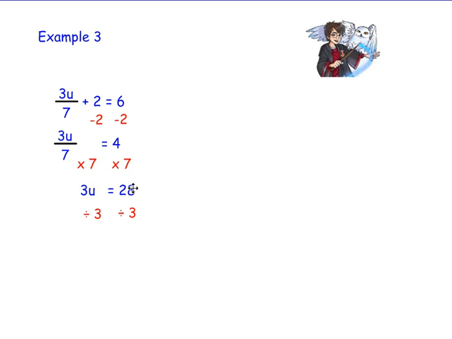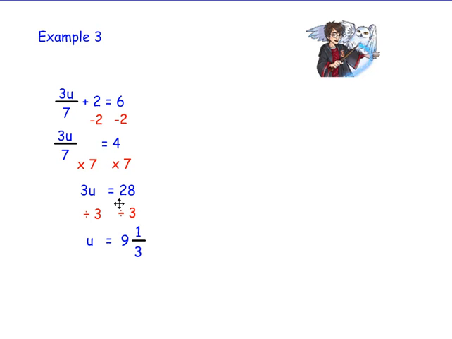But this is a bit tricky. 28 divided by 3. That really doesn't go. But I do know that 9 3s are 27. So if 9 3s are 27, what's the remainder? 1. So the answer is u equals 9 and 1 over 3, or 1/3.